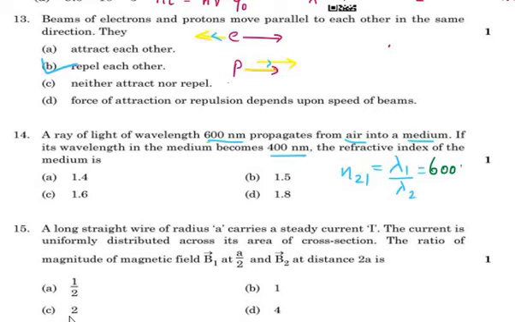nanometer and lambda 2 is 400 into 10 to the power minus 9. So this will get cancelled. 6 by 4, that is 3 by 2, 1.5. So the right answer is option B, 1.5.